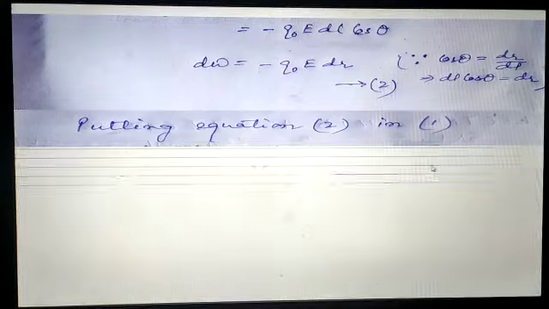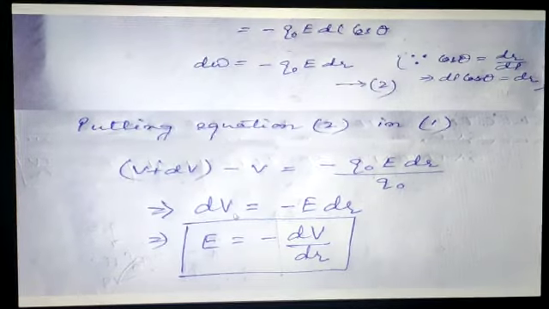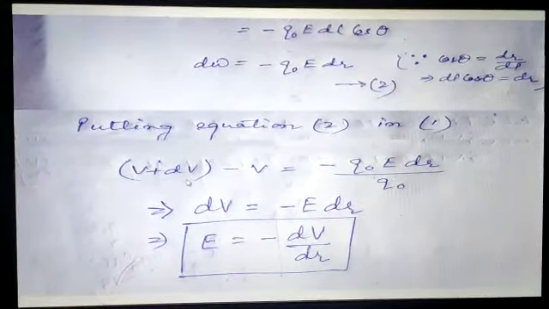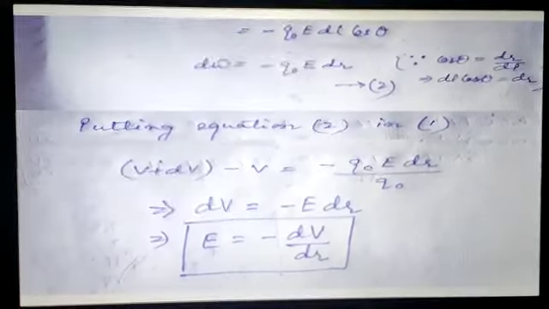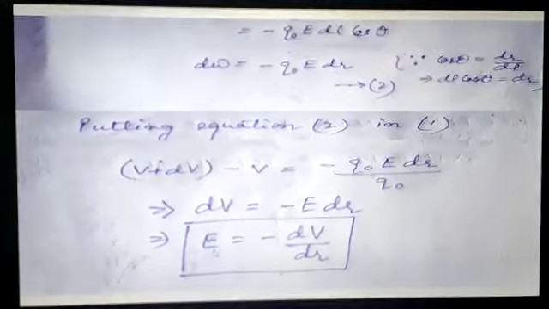Now previously we have equation 1, and this is equation 2 which we have derived here. So we put equation 2 in equation 1, in which in place of dW, that is the small work done, we put the value which we have derived in equation 2, and therefore Q0 cancels out and we have a relation: V plus dV minus V is dV, and minus E dr. So we write here E, that is the electric field, is equal to minus dV by dr.